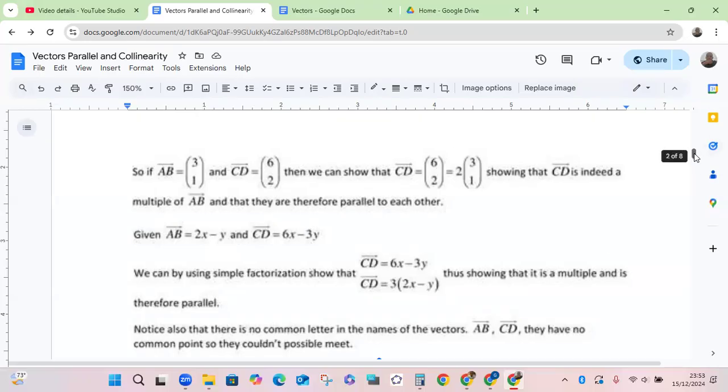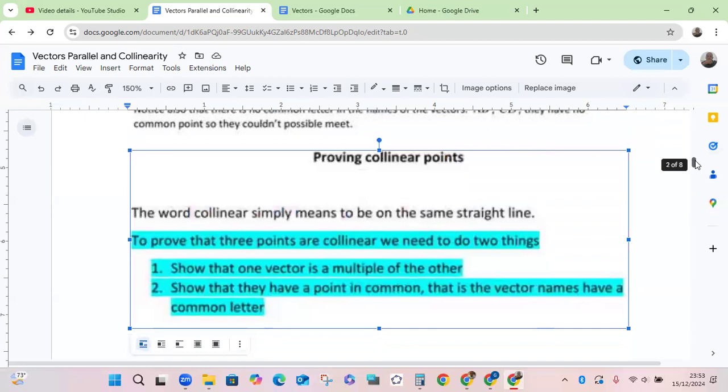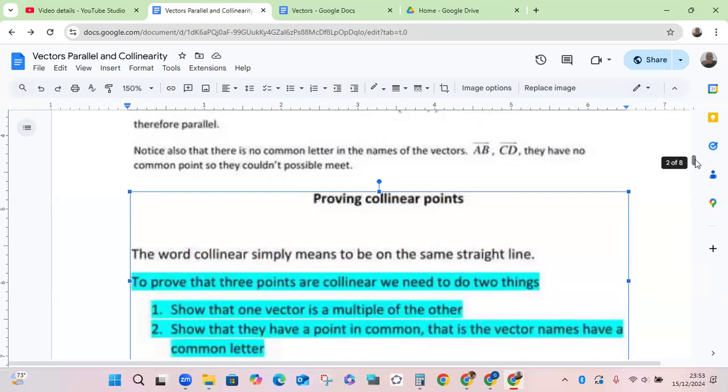Now we move on to collinear. Proving collinear points. The word collinear simply means to be on the same straight line. So these points have to be on the same straight line. To prove that 3 points are collinear, we need to do 2 things. One, show that one vector is a multiple of the other. So therefore, we need vectors. We need 2 vectors to show that one is a multiple of the other, meaning that they are parallel.